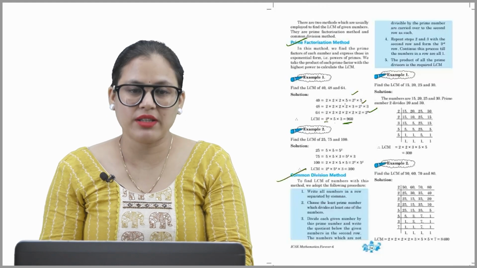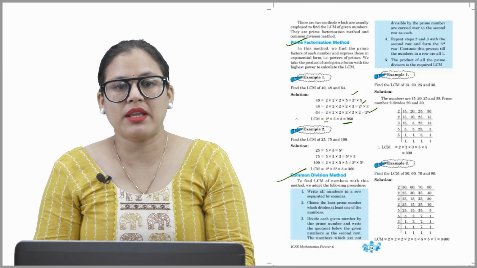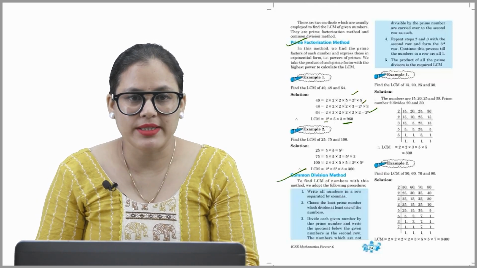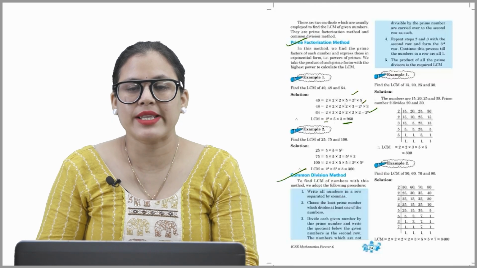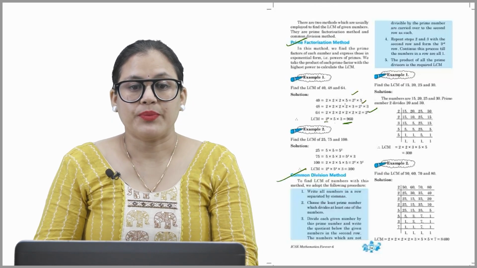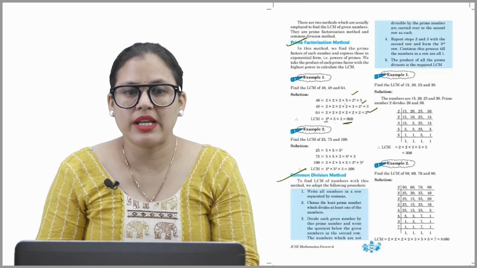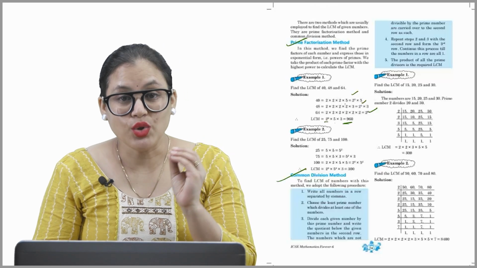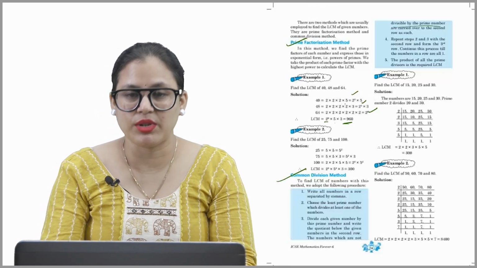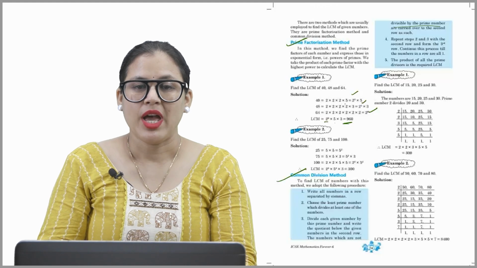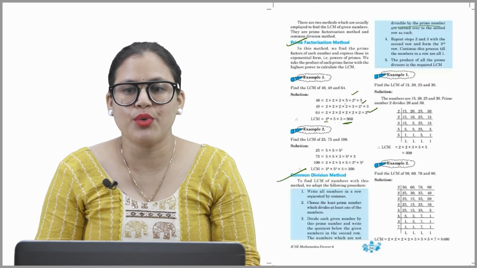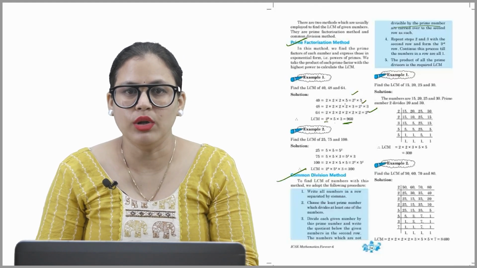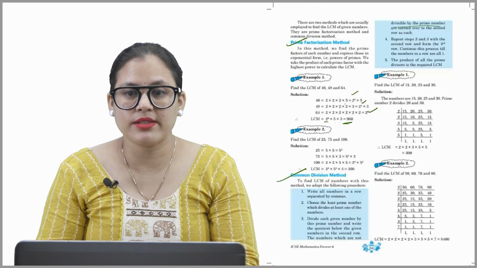And the common division method. To find the LCM of numbers with this method, we adopt the following procedure. Number 1, write all numbers in a row separated by commas. 2, choose the least prime number which divides at least one of the numbers. 3, divide each given number by this prime number and write the quotient below the given numbers in the second row. The numbers which are not divisible by the prime number are carried over to the second row as such. 4, repeat steps 2 and 3 with the second row and form the third row. Continue this process till the numbers in a row are all 1. 5, the product of all the prime divisors is the required LCM.